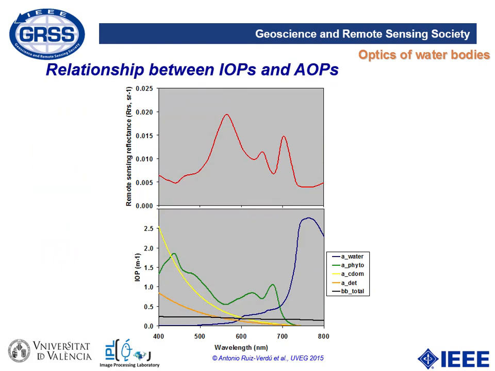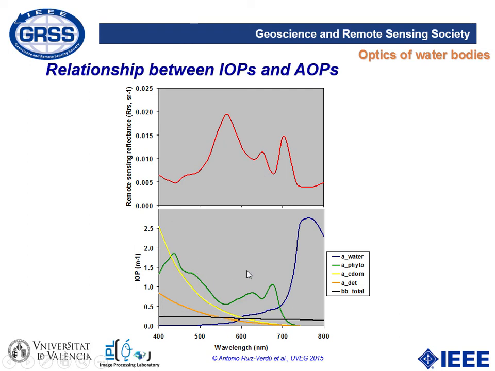Well, this relationship between IOPs and AOPs can be seen in this example. In the above graph, what we see is a typical remote sensing reflectance spectrum from an inland water body, which has a relatively high chlorophyll concentration. We can see here several peaks and faults that are due to the selective absorption of different pigments.